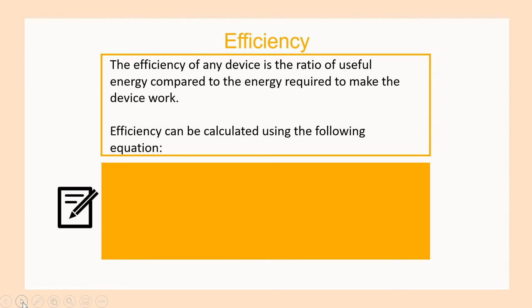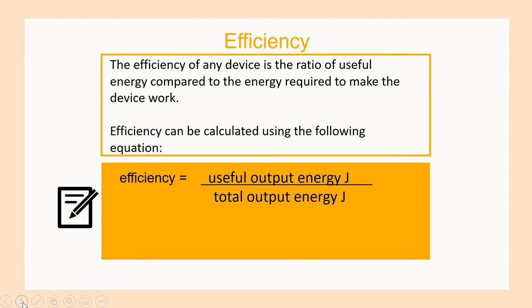Efficiency. The efficiency of any device is the ratio of useful energy compared to the energy required to make the device work. And it can be calculated using this equation. Please make sure you have this equation written down in your books, along with a definition for efficiency. Pause the video here to get that done.